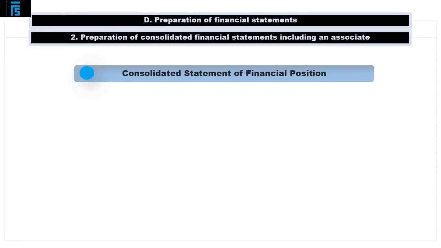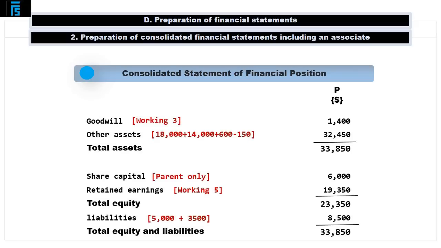Let us now put all of the pieces together in the consolidated statement of financial position as at the 31st of December 2017. We begin with goodwill, which was computed as €1,400 in working 3. Next, we have other assets, which equal the sum of the two values coming from the books of P and S, but also include that €600 of acquisition date fair value adjustment, less the €150 of additional depreciation, which brings the total to €32,450, resulting in overall assets of €33,850.